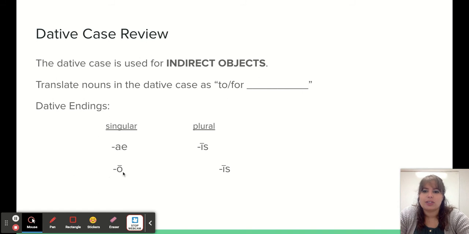For our second declension nouns, we have a long -o and -is. So servus would become servo and servis, so to the slave or to the slaves. And then our third declension nouns will end in -i or -ibus in the dative. So mercatori, to the merchant, or mercatoribus, to the merchants, plural. All right, so these are our dative endings.